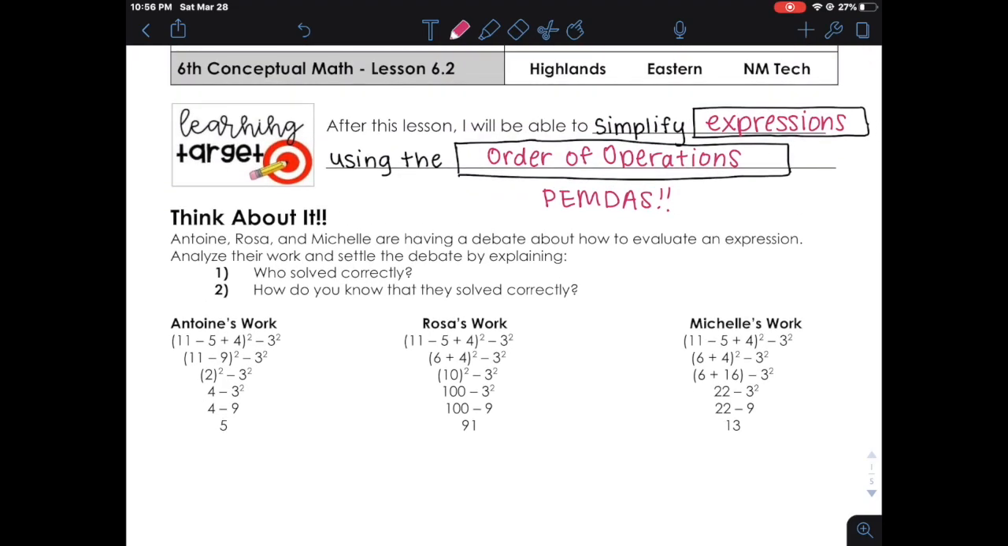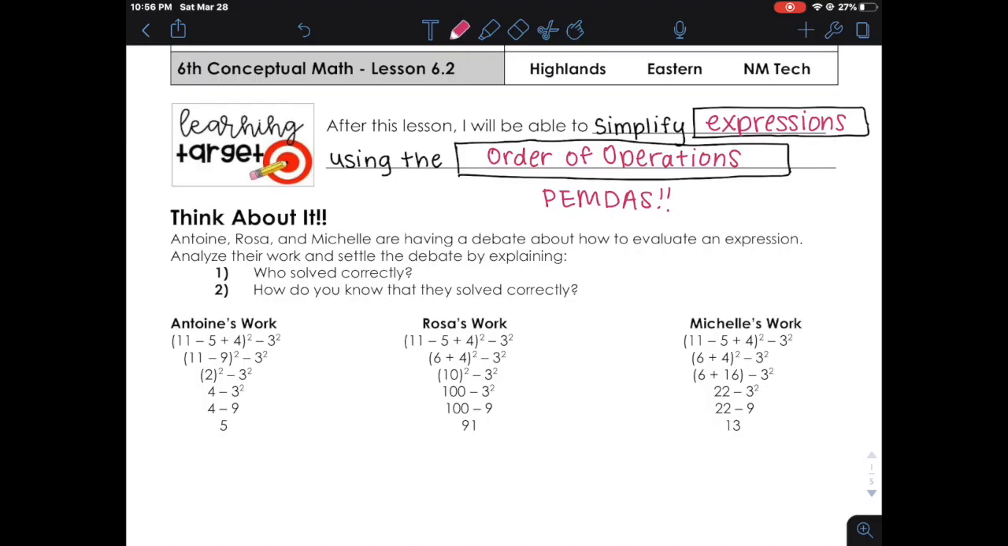Antoine, Rosa, and Michelle are having a debate about how to evaluate an expression. Analyze their work and settle the debate by explaining 1. Who solved correctly? And 2. How do you know that they solved correctly? So I want you to go ahead and pause the video, and then we'll come back together and work it out.